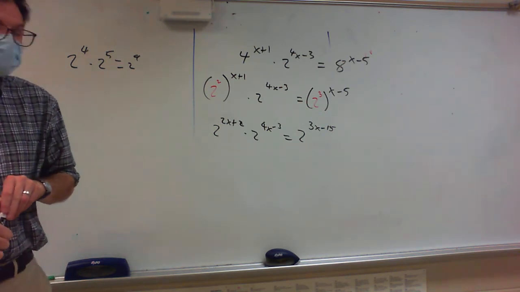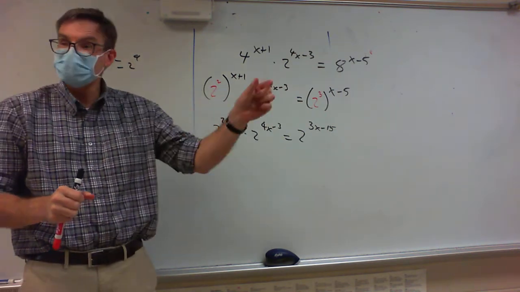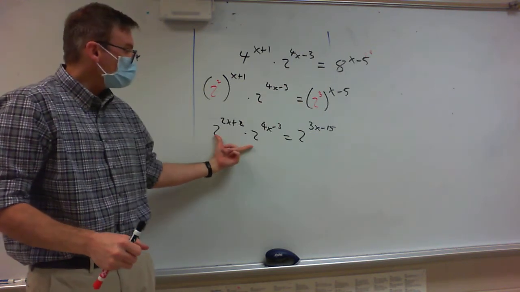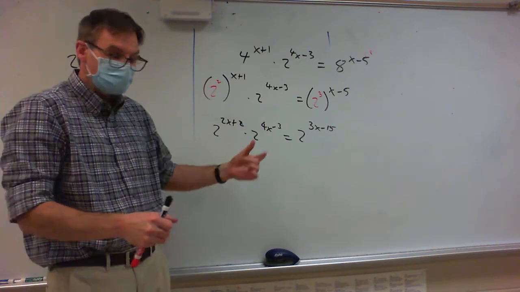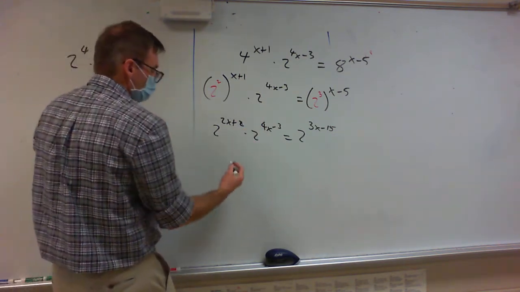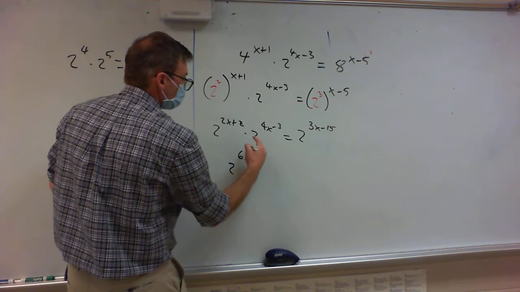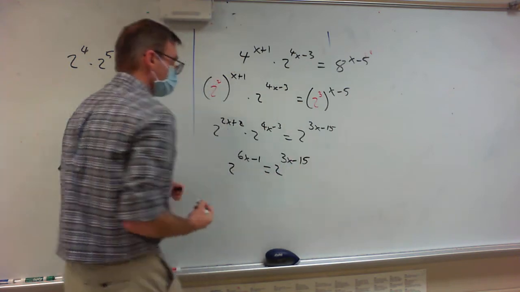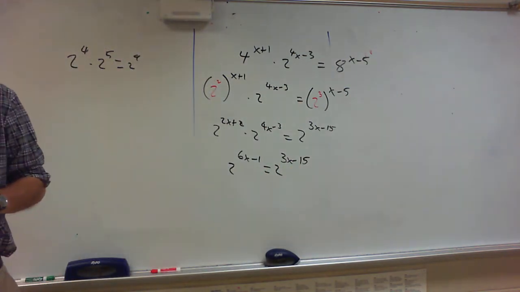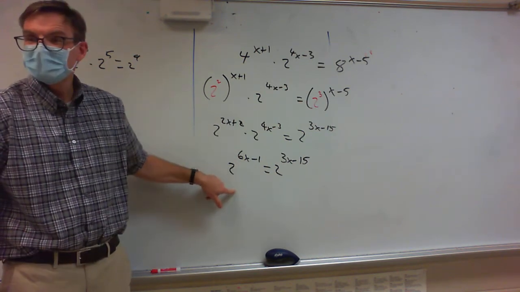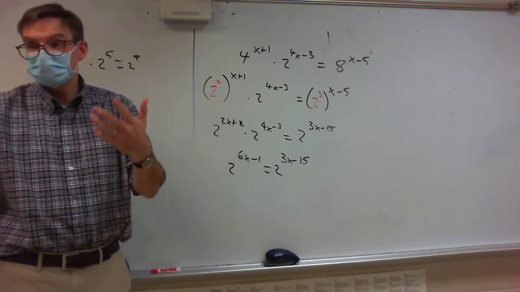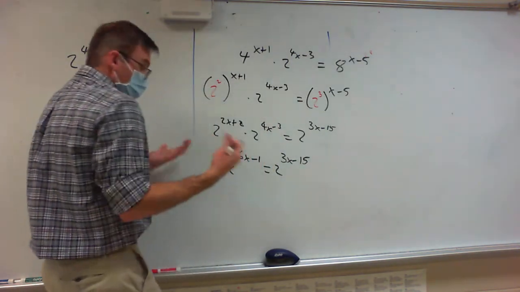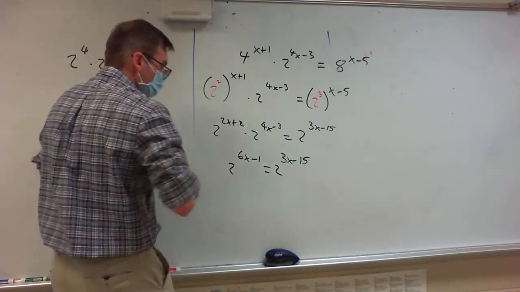Great. I'm still not done because I need to have 2 to some power equals 2 to some power. I can't have two 2's. But if the bases are the same, what can we do with the exponents? We can add the exponents. And so when I add the exponents, this is going to give me 2 to the 6x minus 1 is equal to 2 to the 3x minus 15. Did everybody see how I got here? I'm just adding those. Well, now this looks just like all the other problems. These are the same, so I can set these equal to each other. And then it's just a pretty basic algebra problem.